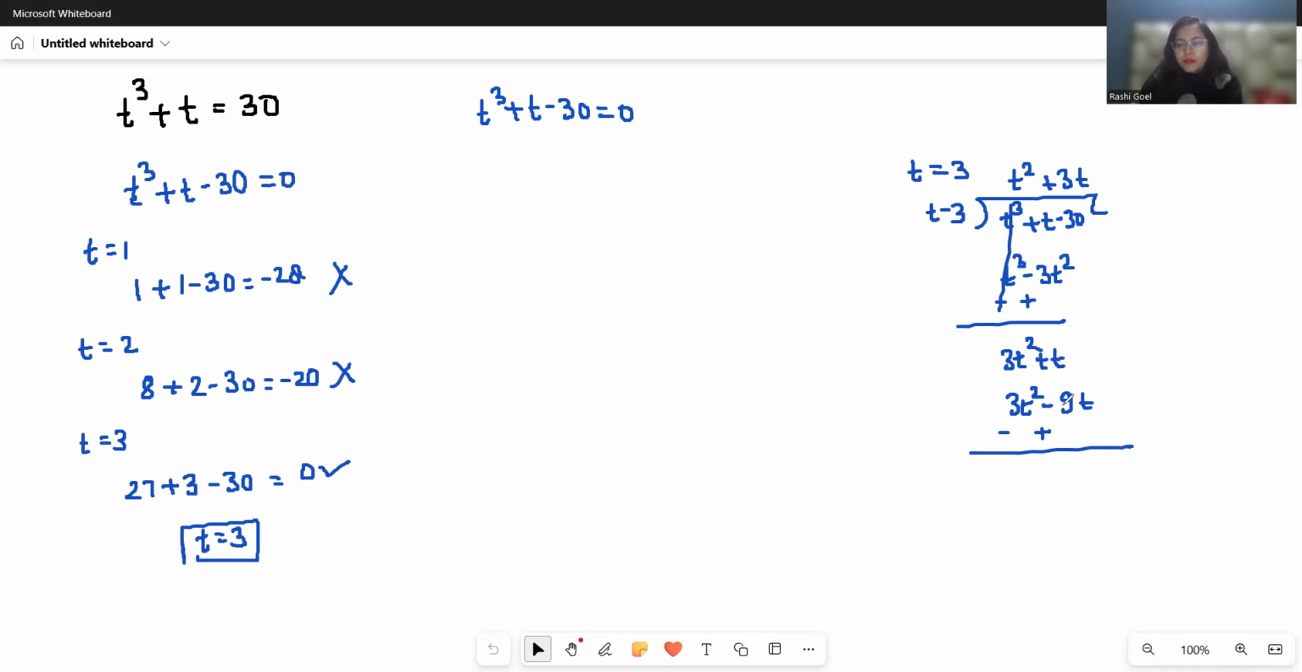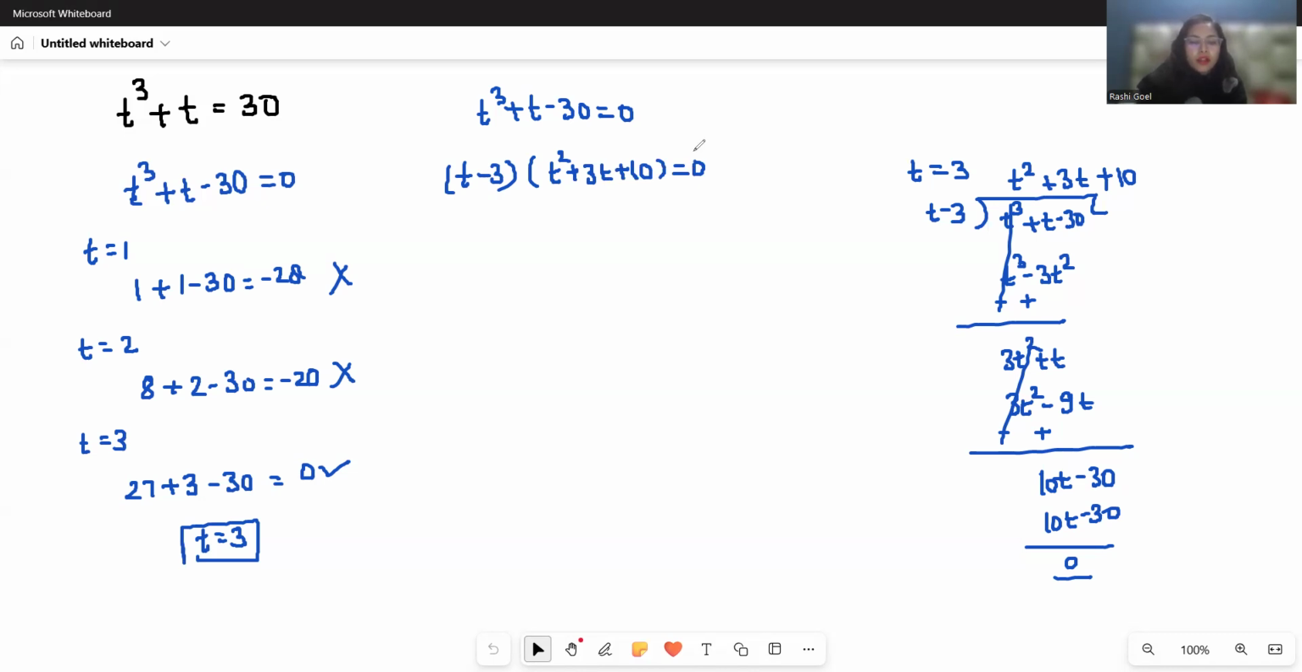Change the sign. So this gives us 10t minus 30. Now we have to multiply with 10, so it becomes 10t minus 30. So we can write this as t minus 3 times t square plus 3t plus 10 equals 0.